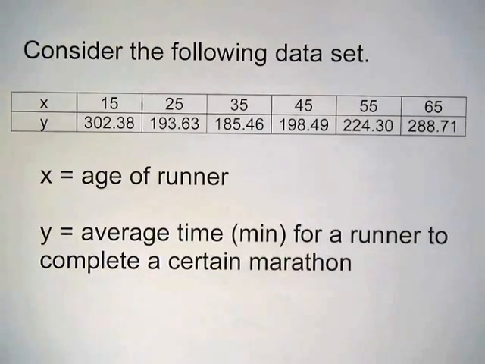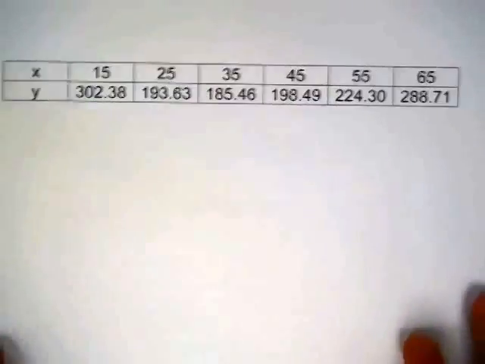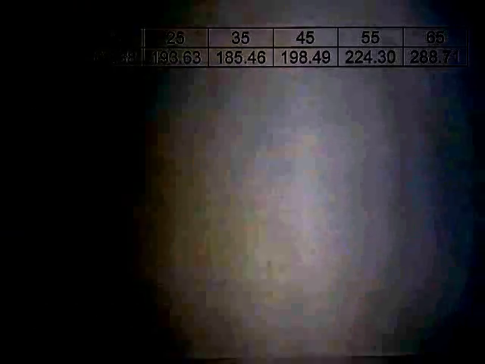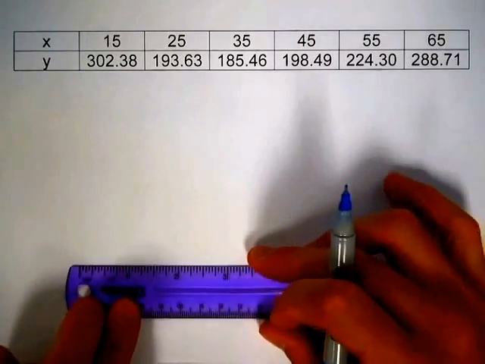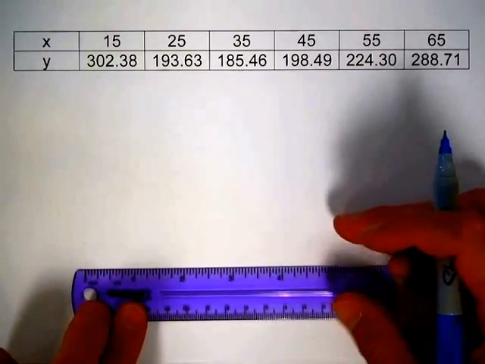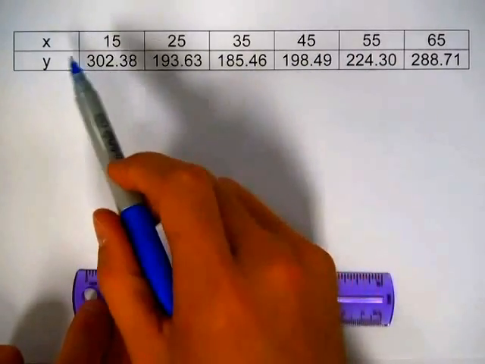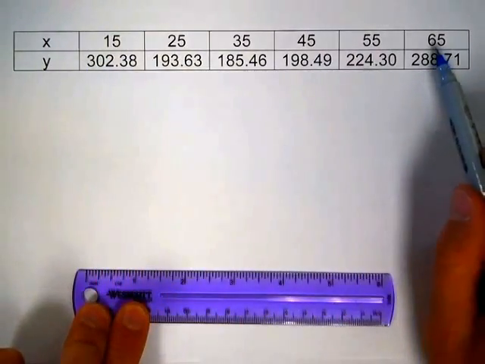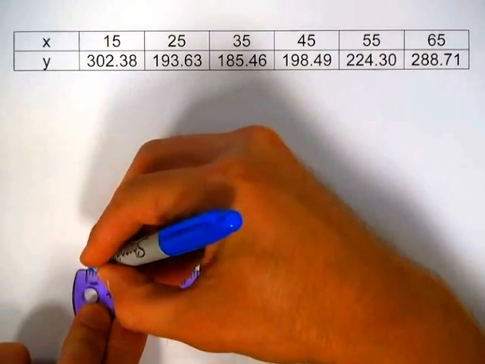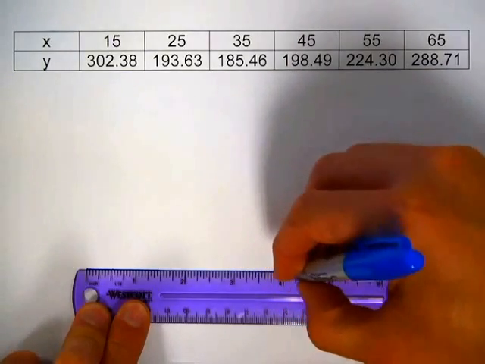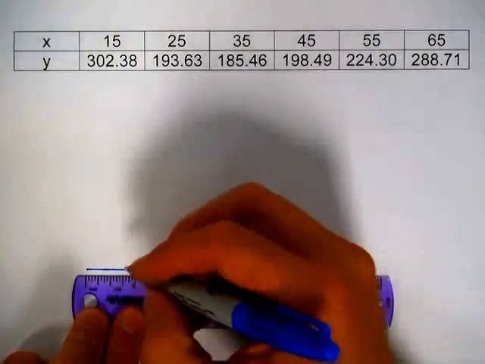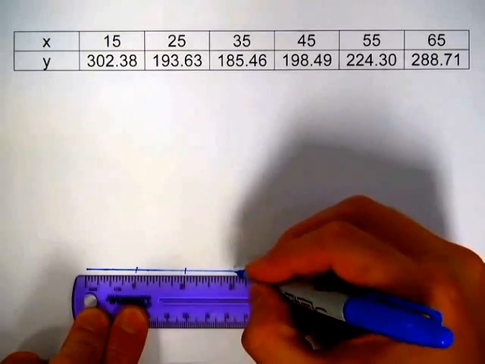Okay, so let's go ahead now and make a scatter plot of the data. Okay, so I've reproduced the data here, and then we're going to make a scatter plot right below it. Again, putting the explanatory variable on the x-axis and the response variable on the y-axis. Let's start with an x-axis. So I'm going to start my x-axis down here, and I'll start it at 0, and I need to get up to 65. So I think what I'll do is maybe count by 20s. Alright, so that'll be 0, 20, 40, 60, 80.